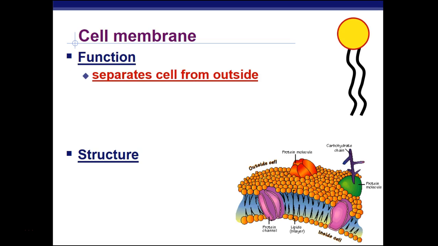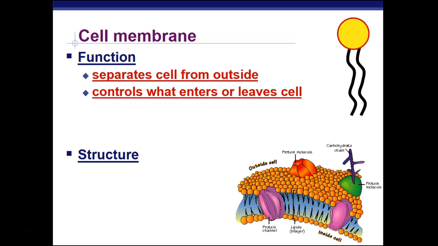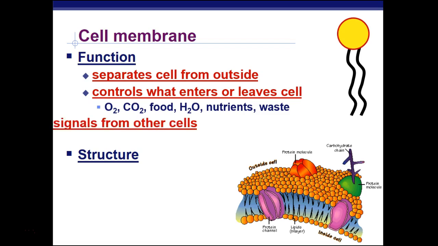Let's start with the membrane. In basic terms, a membrane separates the outside of the cell from the inside. The jobs going on inside are separate from the environment outside. That means the cell membrane is selectively permeable. It's controlling what enters or leaves the cell. We'll look at that in more detail in a few days. Things that have to move in and out would include oxygen and carbon dioxide, food and water, nutrients and waste products.